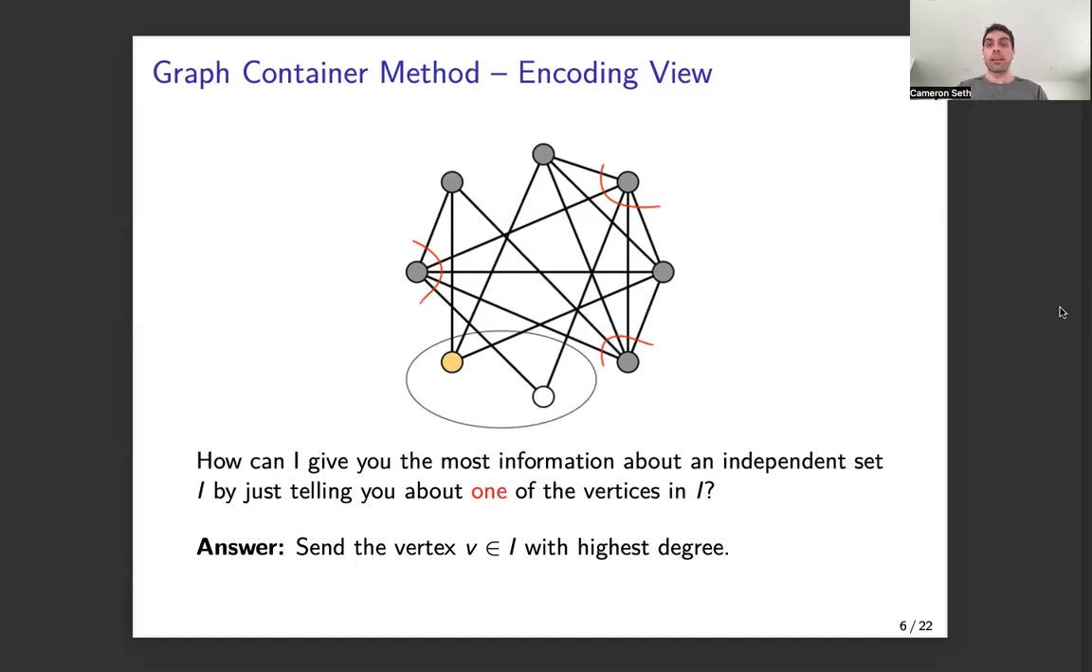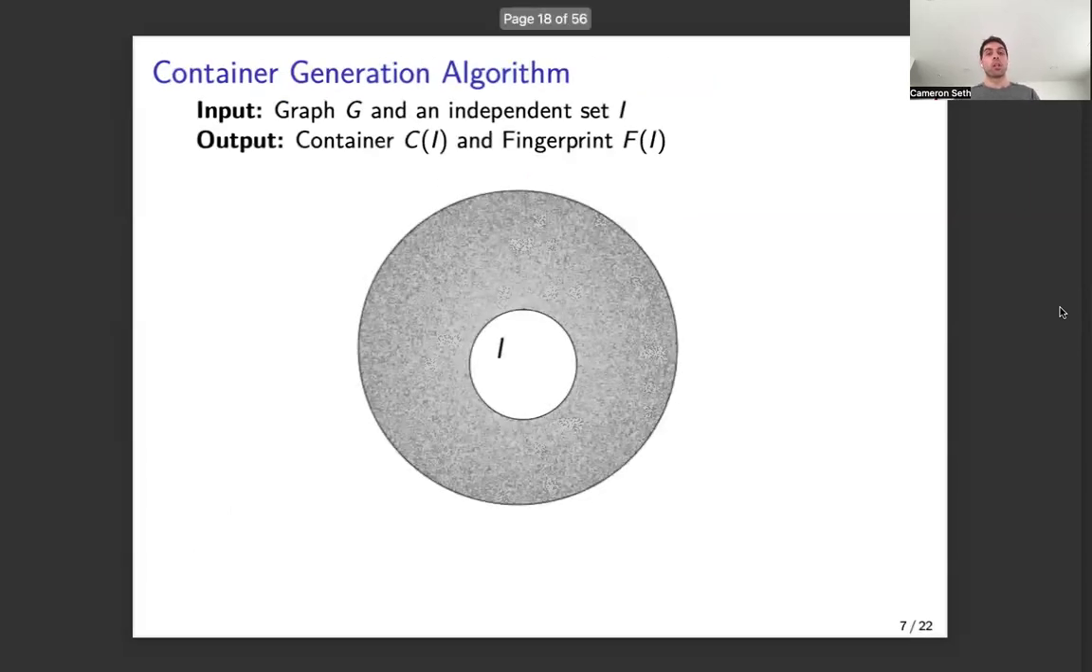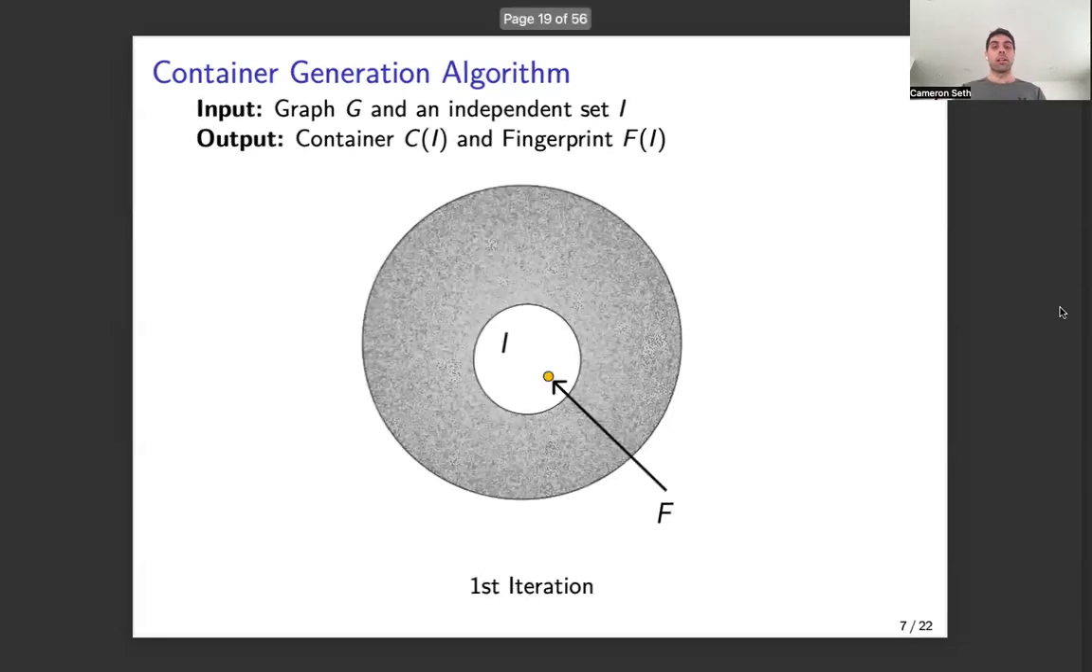Now, this is just a small graph, and this may not work on much larger graphs, but what we can do is we can repeat this procedure. So roughly, what would this look like? We're going to call this the container generation algorithm. And the input is a graph and an independent set, and we want to produce a container, which is like the candidates for being an independent set, and a fingerprint, where the fingerprint is the vertices that I'm sending. So what would this look like?